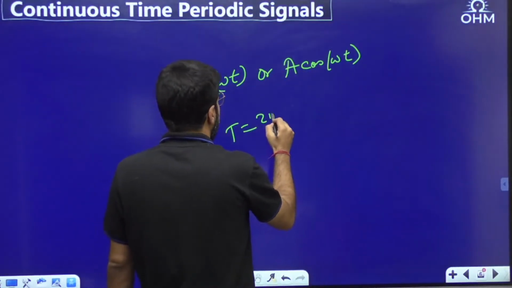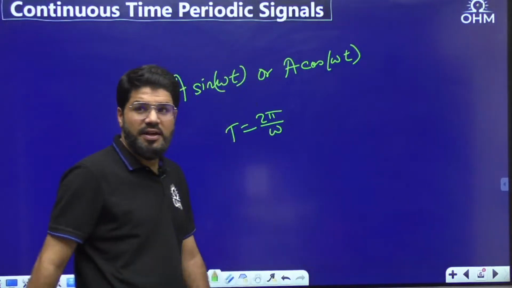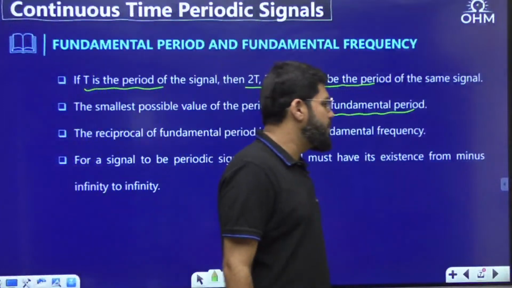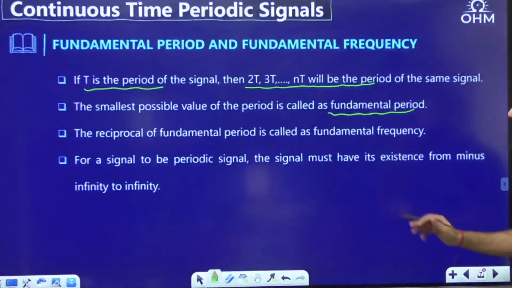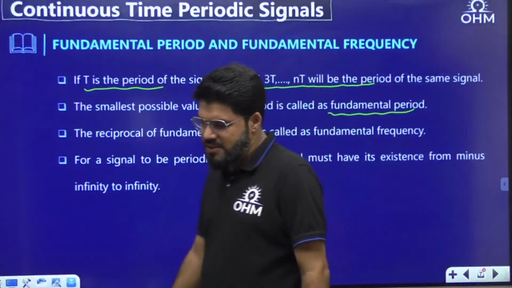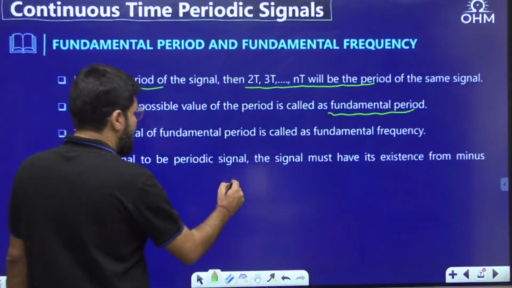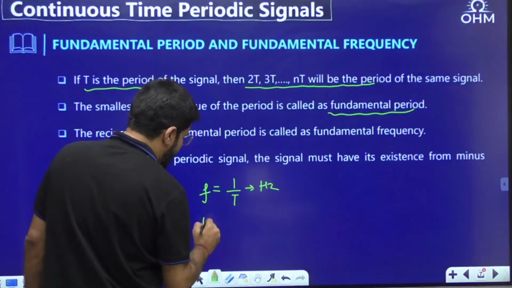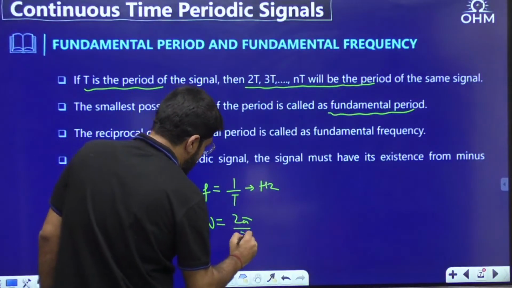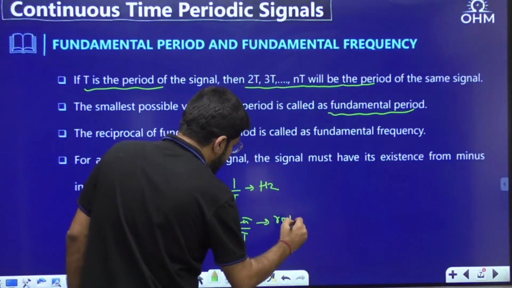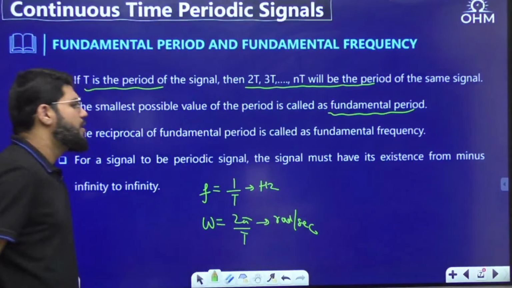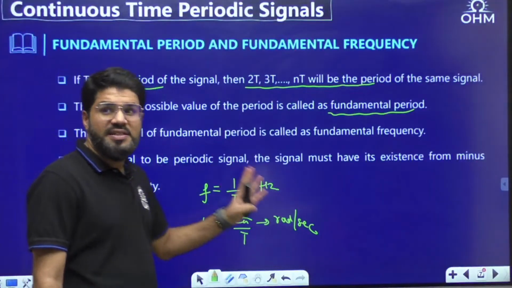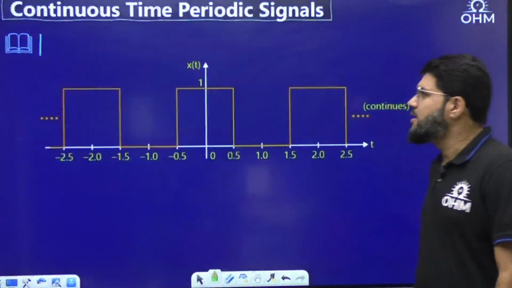The time period is simply 2 pi by omega, where omega is the fundamental frequency. The reciprocal of the basic time period will be known as the fundamental frequency, in hertz. The frequency is 1 by T, and the angular frequency is 2 pi by T, which is measured in radian per second. Already I told you, for a signal to be periodic, it should be periodic from minus infinity to plus infinity. I discussed that earlier.